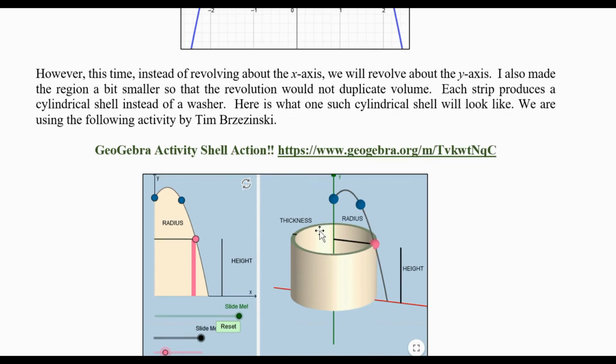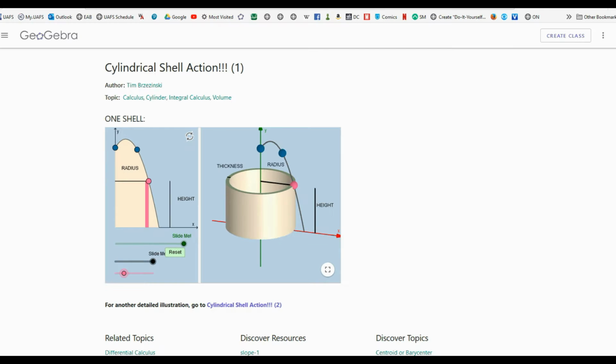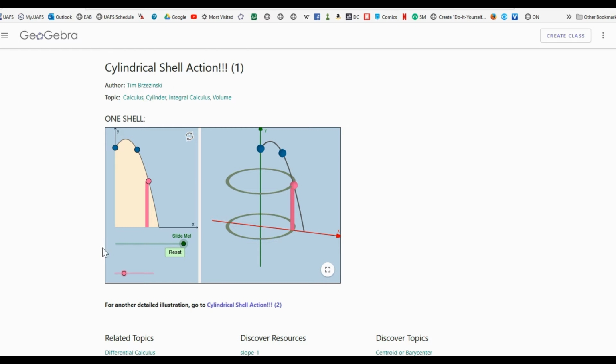Each strip makes a cylindrical shell, and here's an application where we can see what these shells look like. So the idea here is that we start with a little piece here. So here's our region in our XY plane, and notice we're going to start revolving that around, and it's going to trace out a cylindrical shell.